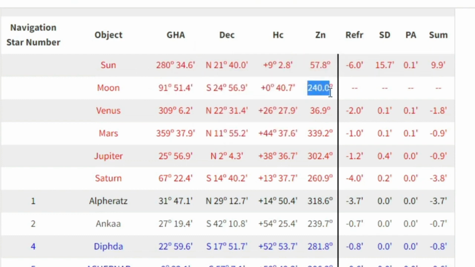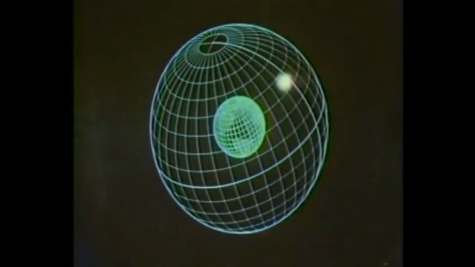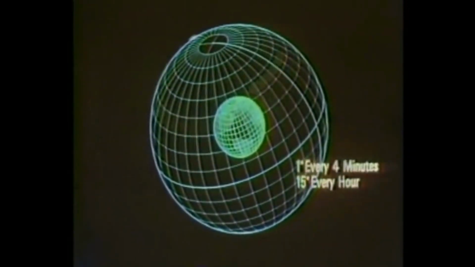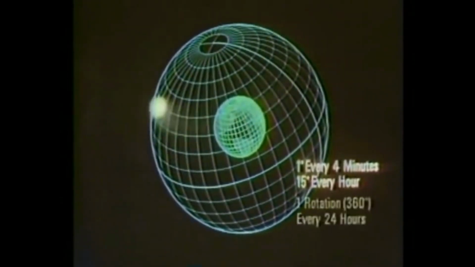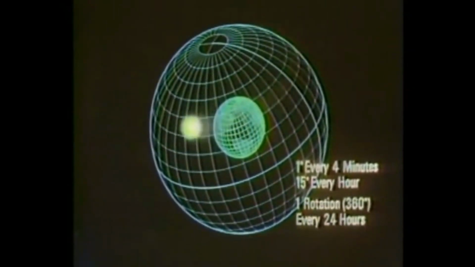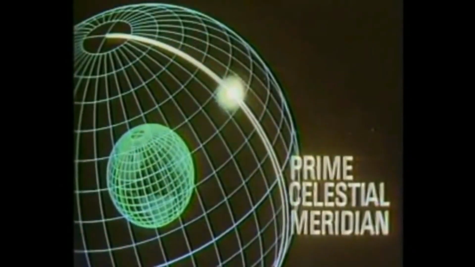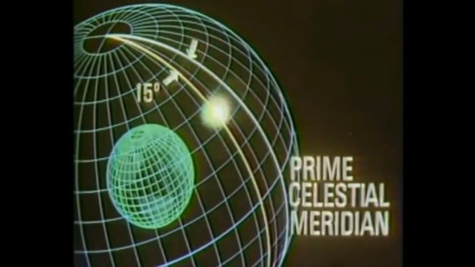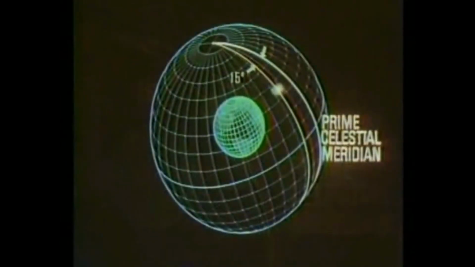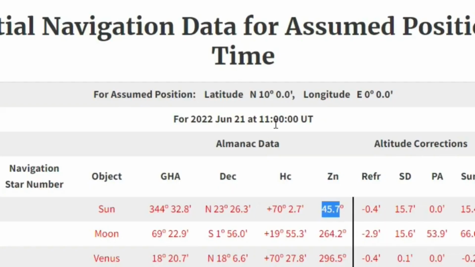We observe. Yeah. We imagine the celestial bodies on the celestial sphere to rotate from east to west. The rate of motion is 1 degree of arc every 4 minutes, or 15 degrees every hour, or 360 degrees every 24 hours. 4 minutes later, it will be 1 degree to the west of the prime celestial meridian. An hour later, it will be 15 degrees to the west, and so on. We have used the sun as an example.